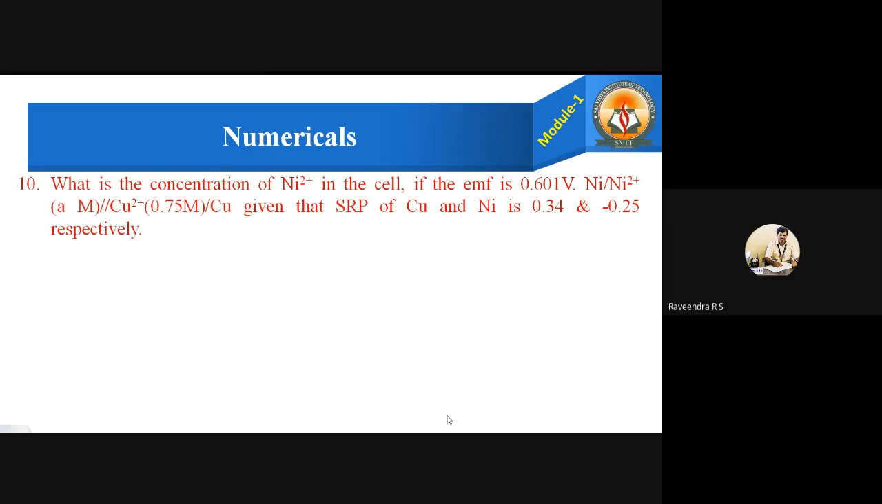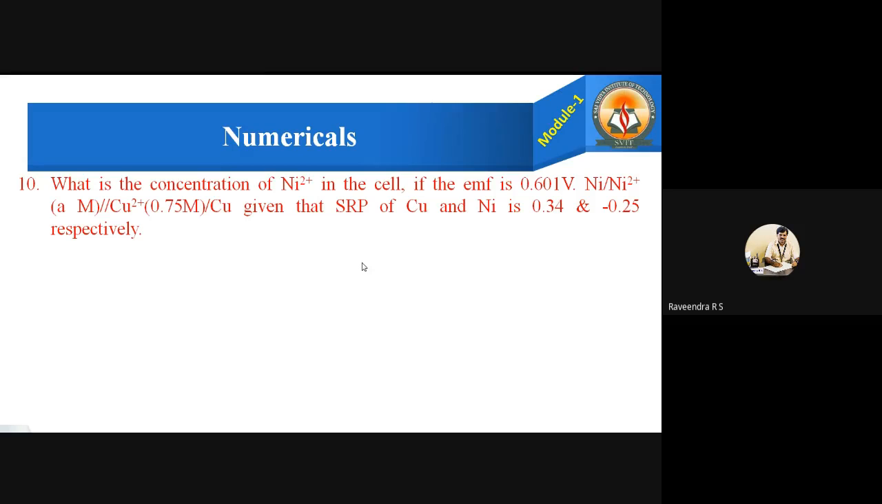And let's go to some other problem. The problem number 10. What is the concentration of nickel 2 plus ion in the cell if the EMF is 0.601 volts? The cell is Ni slash Ni2 plus of A molar concentration, double slash, Cu2 plus of 0.75 molar concentration slash Cu. Given that the standard reduction potentials of copper and nickel are 0.34 and minus 0.25 respectively.